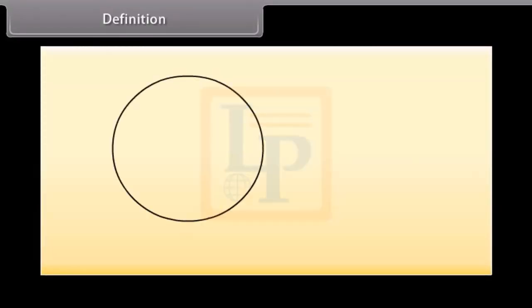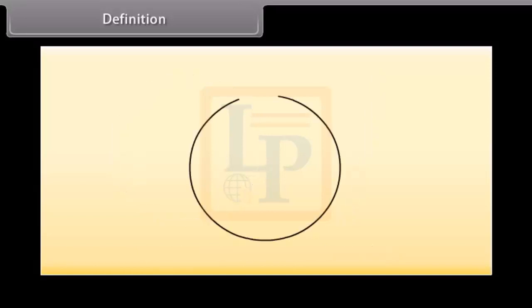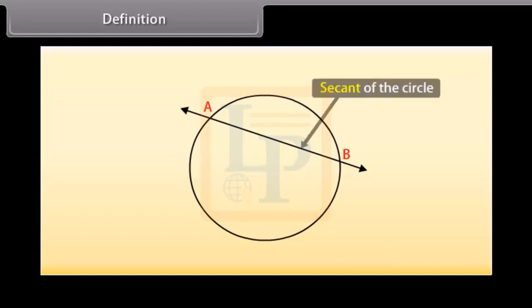Definition. Students, let us draw a circle and a line in a plane. We can see that the line and the circle do not have any common point. So, the line is called a non-intersecting line with respect to the circle. This is the other way we can draw a line and a circle. We can see that there are two common points A and B that the line and the circle have. In this case, the line is called a secant of the circle.